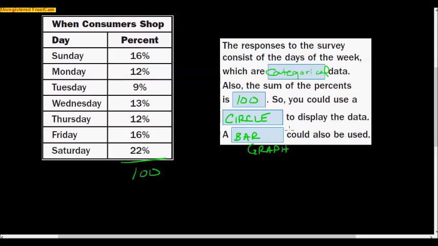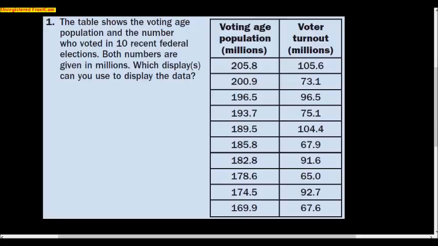So that's the idea behind this one, just what can be used. You can see there's more than one answer too. You can use a circle graph, you can use a bar graph. You definitely wouldn't want to use a line graph here. I mean, you would have Sunday, Monday, Tuesday, Wednesday along the bottom, and it just wouldn't make sense. So you wouldn't want to use a line graph there.